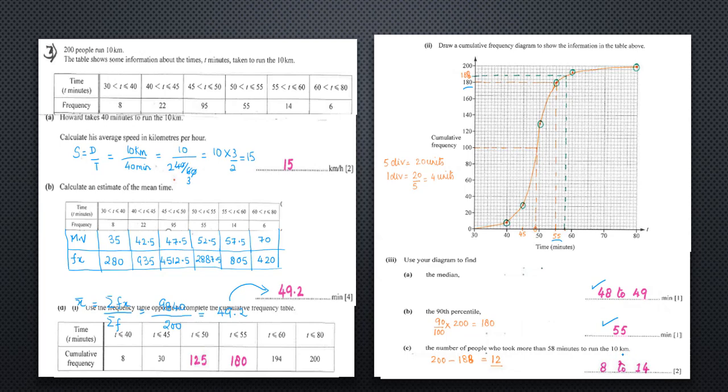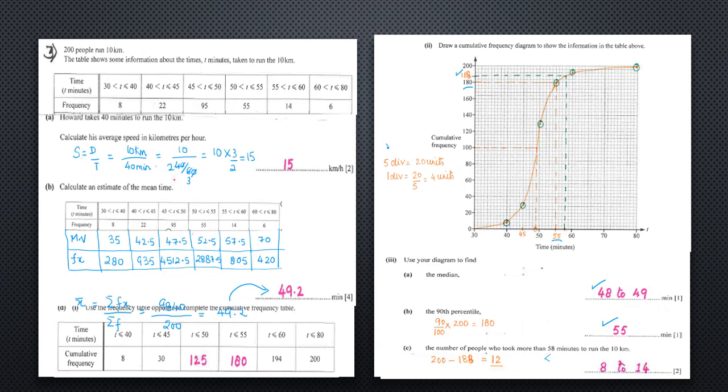For the last part, the number of people who took more than 58 minutes to run the 10 kilometers. Here again, we shall first find out the number of people who took less than 58. So on the x-axis, we need to locate 58. On the x-axis, this is where the point 58 will lie. So we trace it all the way up to the curve, and this gives us 188.